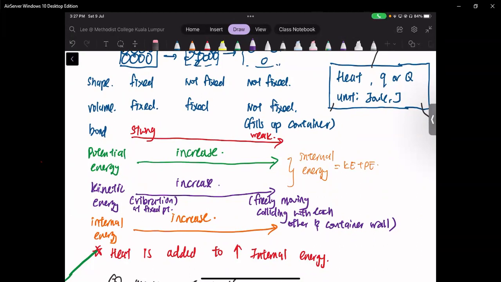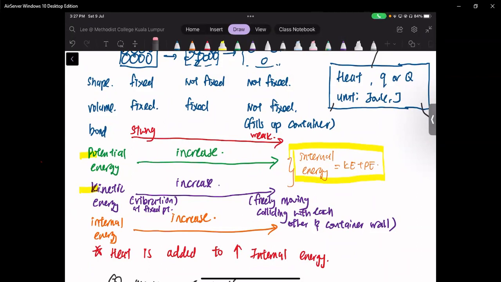Since internal energy is the total of KE plus PE, you got PE here, you got KE here, then if both KE and PE increase, the internal energy also increases. So in the next lesson, we're going to talk about what happens when we add heat to the system to increase the internal energy, which is essentially heat transfer, melting, and boiling.